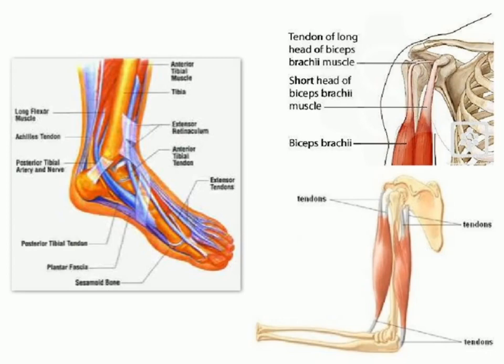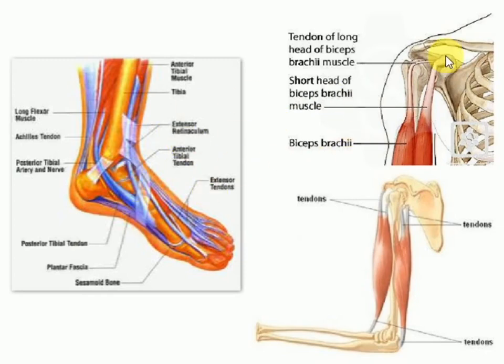So for example, here in biceps brachii, we have some of the tendons which attach biceps brachii to its origin. And then you have some of the tendons of triceps brachii which attach to its origin, and then you have other tendons which attach to its insertion. As you can see, this is just the magnification of how the biceps brachii attaches on its origin.